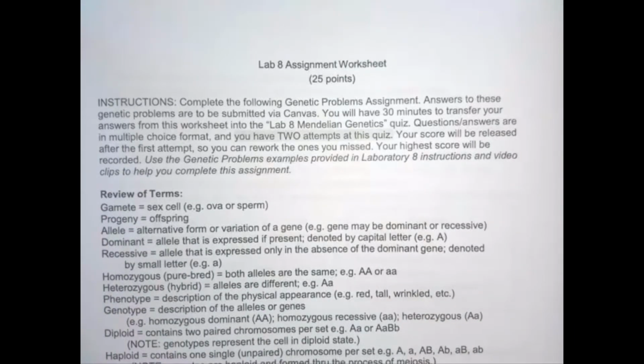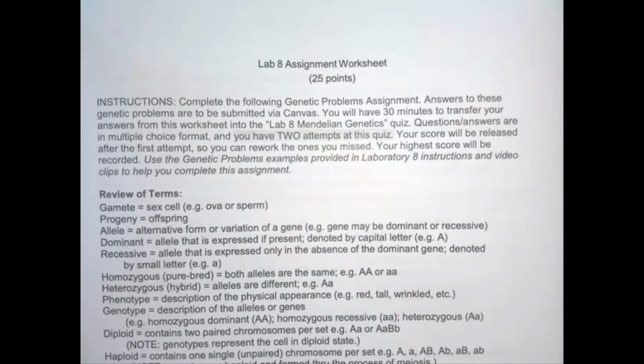All right, guys, Professor Davis here, and we are going to be looking at your genetics problems. This is Lab 8, and we're going to look a little bit at your assignment, but we also are going to do some practice problems to try to help you go through the process of doing these monohybrid crosses and dihybrid crosses.